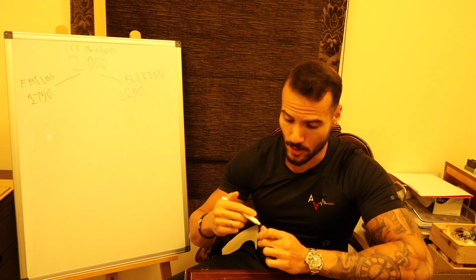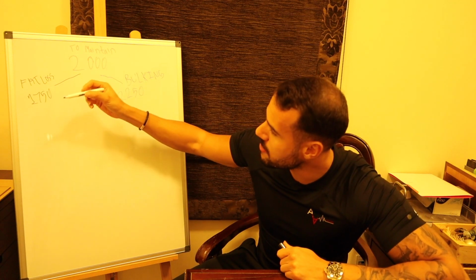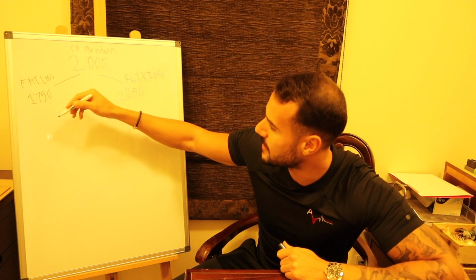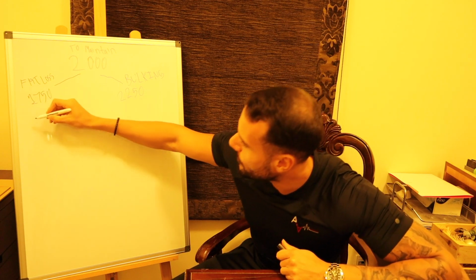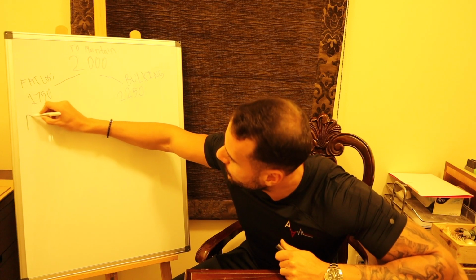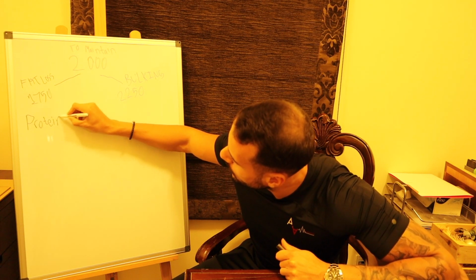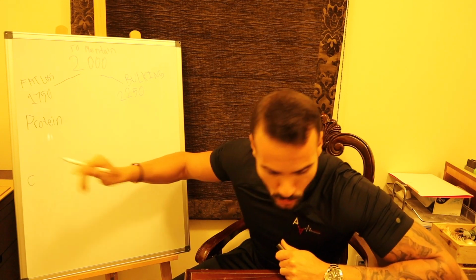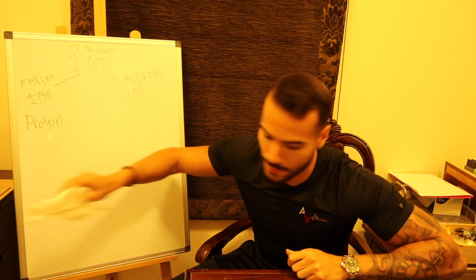So for fat loss, here's a pie chart, for example for protein. So I'm gonna do it one by one. So here, protein, carbo, or let me just put fat first. I'll put fat first.